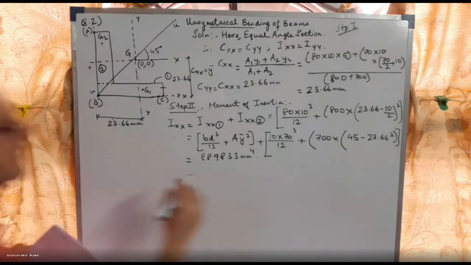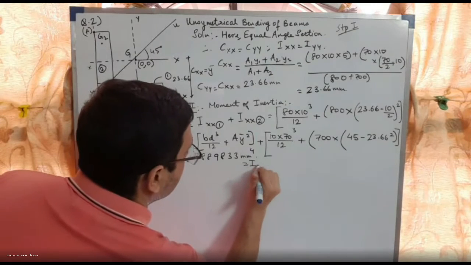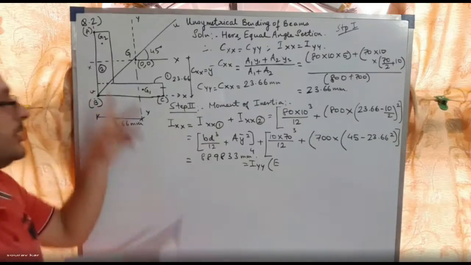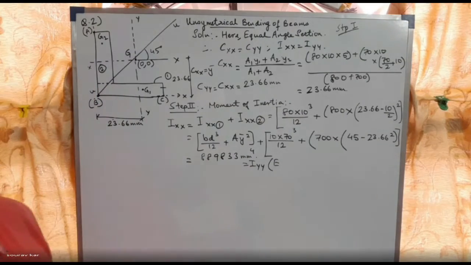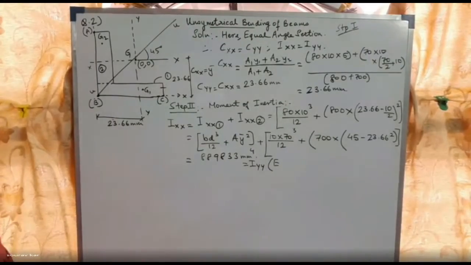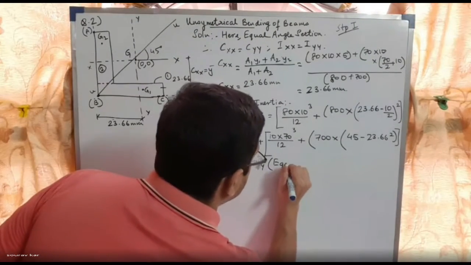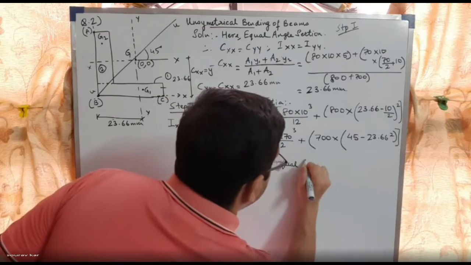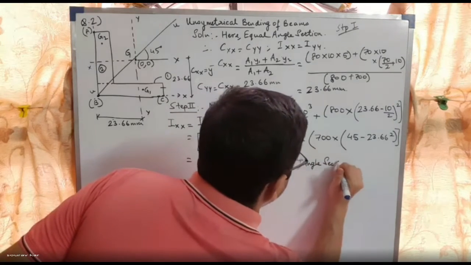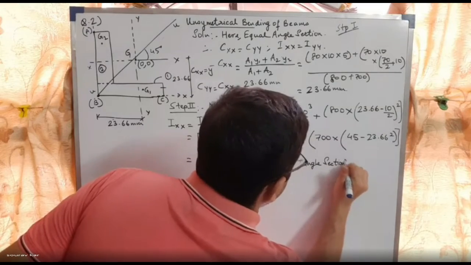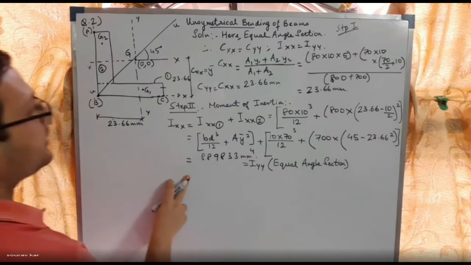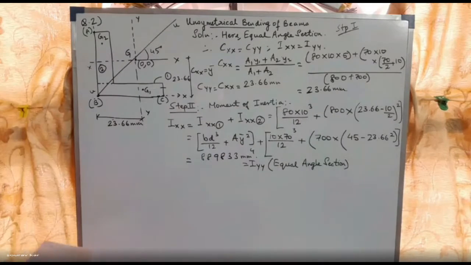The moment of inertia will also be equal to IYY because of the equal angle section. If it is not an equal angle, then you have to calculate IXX and IYY separately. Equal angle section. Okay. So this is step 2, that is, we have calculated the moment of inertia.